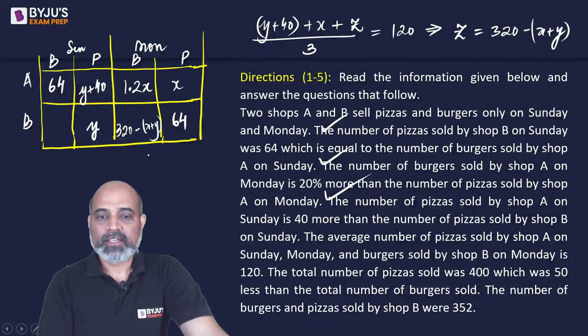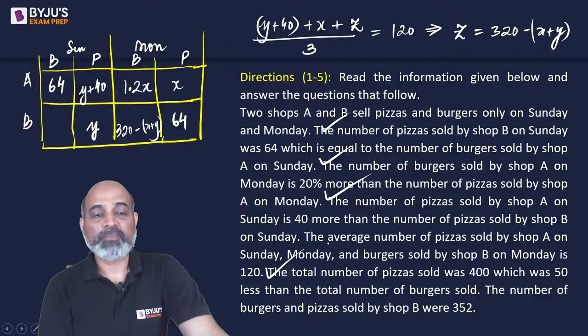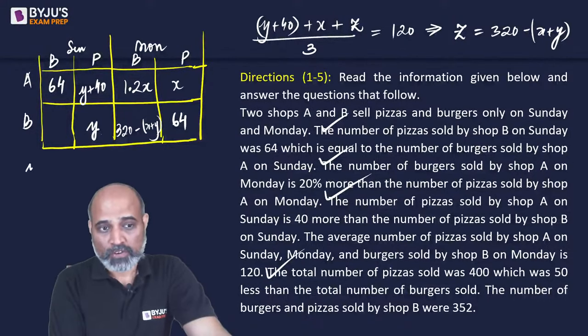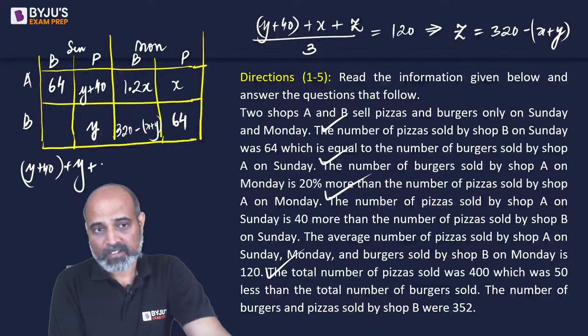Okay. Next, the total number of pizzas sold was 400. So total number of pizzas sold was 400. It means this Y plus 40 that you see, then this Y, then this X, and this 64.